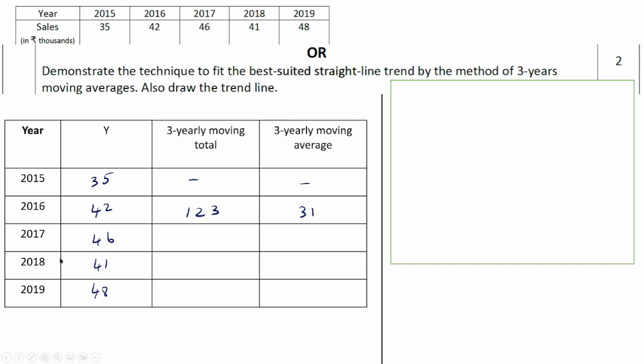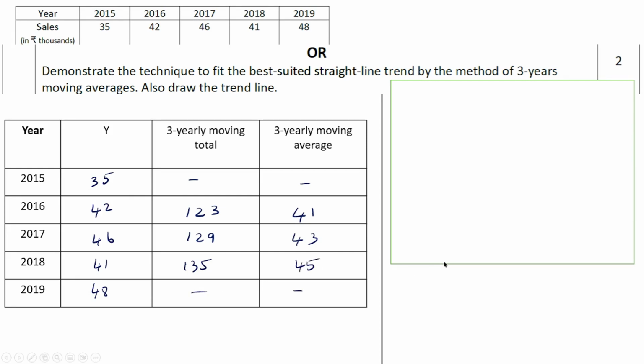Here also we don't have. Then we have 42 plus 46 plus 41, 129. 129 divided by 3, it is 43. Then we have 46 plus 41 plus 48. It is 135. 135 divided by 3, it is 45.